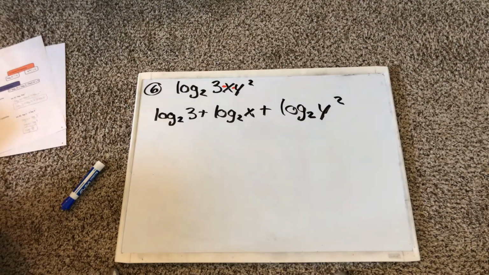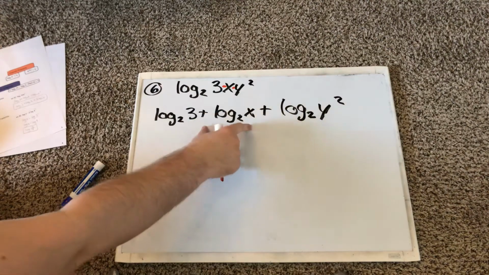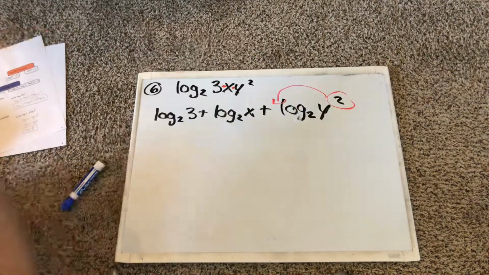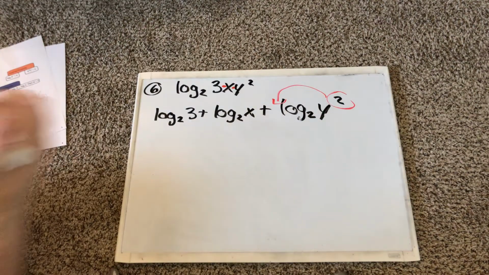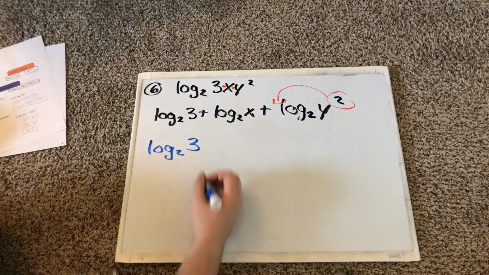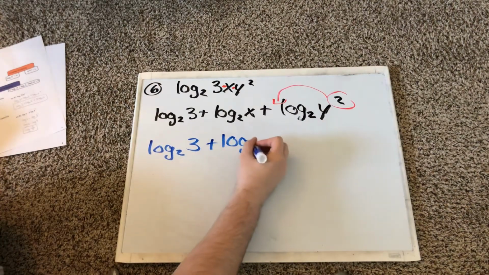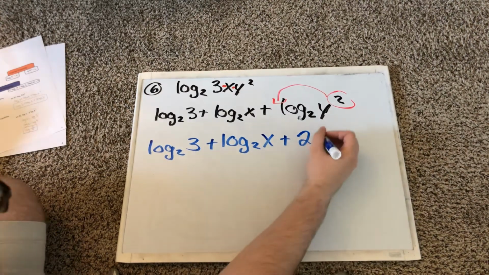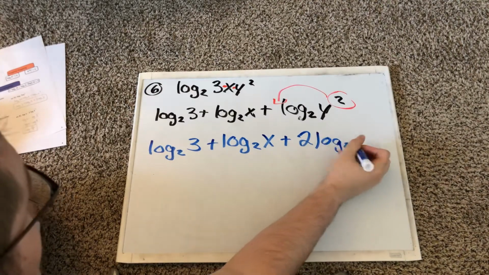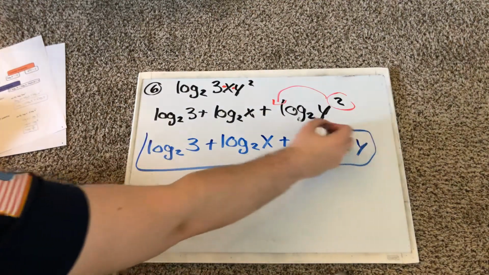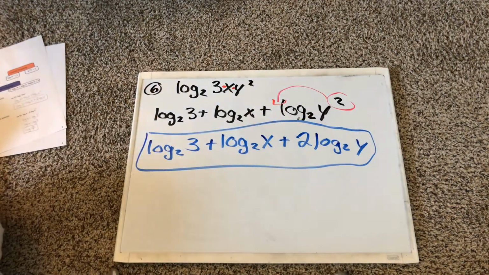Then I look and see, do I have an exponent here? Nope. Exponent here? Nope. Exponent here? Yes, sir. Move it out to the front. So, final answer, I get log base 2 of 3 plus log base 2 of x plus 2 log base 2 of y. And that is as far as I can expand that. Make sense to everybody? Cool.